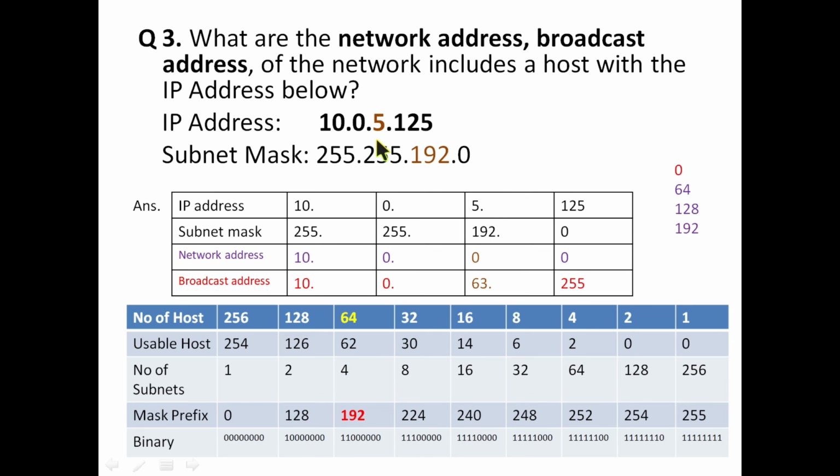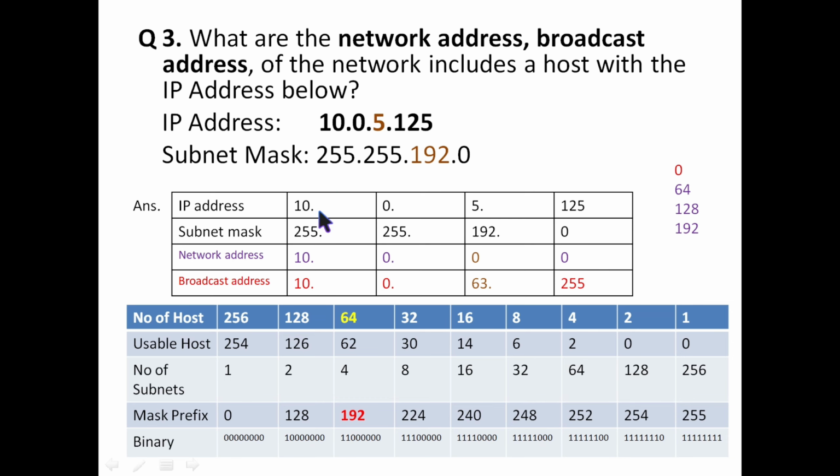Now, since the subnet mask value that is not 255 is in the third number, we will check the third number, that is 5. So it falls in this network. So we will write 0 here. Then the remaining will be 0. If it is a network address, the remaining we have to write is all zeros.